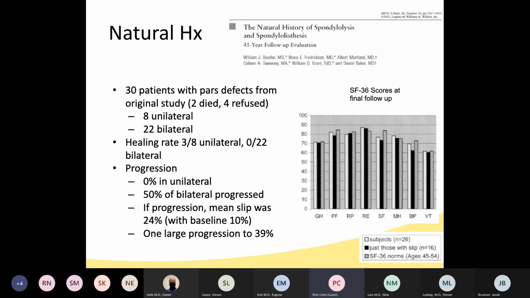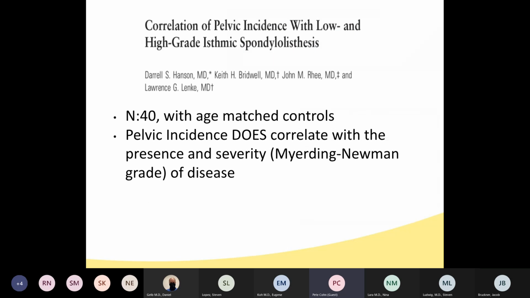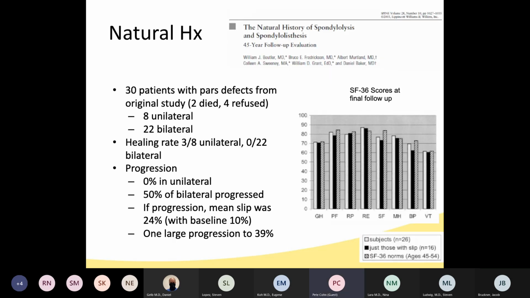But the interesting take home here is that when they followed these patients and compared their SF-36 scores to an age-matched cohort, they're basically the same. So for most patients who have these defects, it's really not something that necessarily needs to be followed or really monitored.